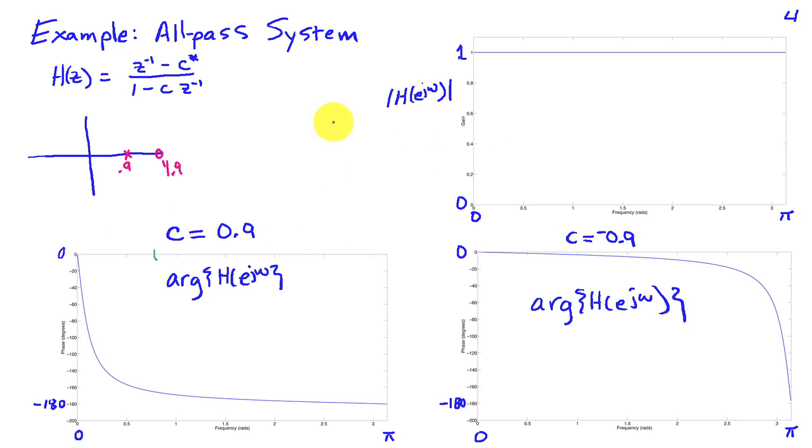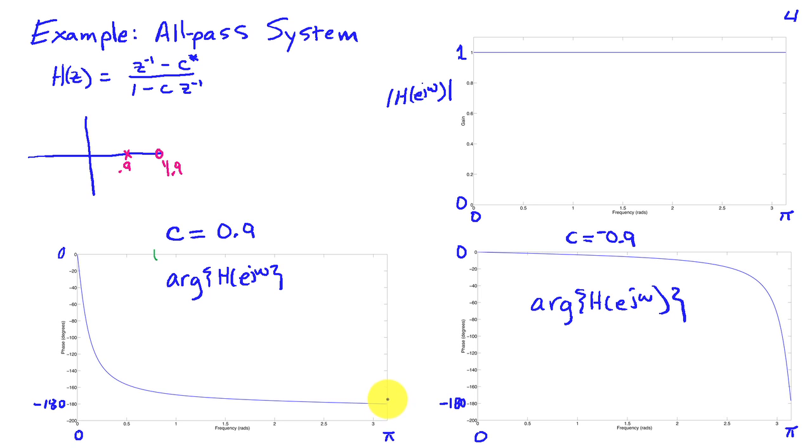And you can see that if I evaluate a system of this form, let's take the case where c is 0.9. I'll have z inverse minus 0.9 divided by 1 minus 0.9 z inverse. And that has magnitude response of 1 for all frequency, and the phase response is fairly steep initially and then flattens out and ends up at minus 180 degrees.